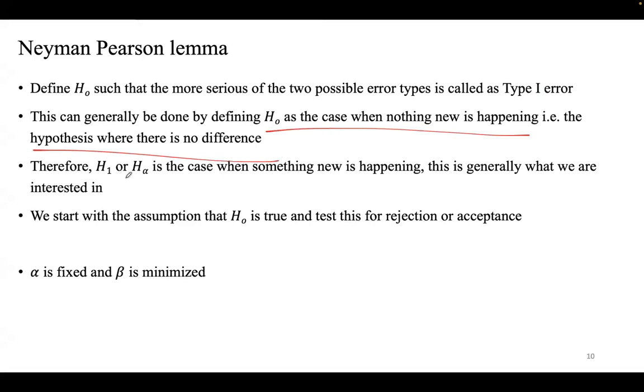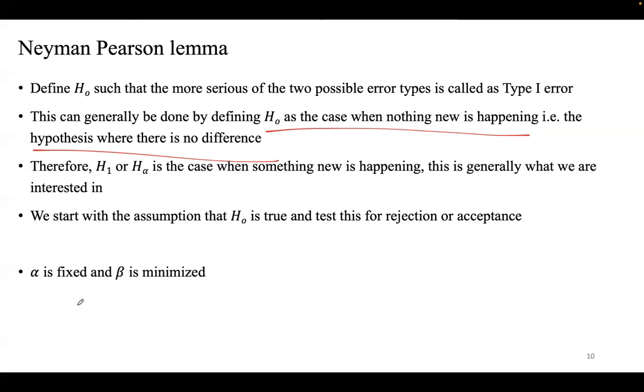And then H1, which is the alternate hypothesis, also called H alpha or HA sometimes, is when something new is happening, and typically that is what you are interested in. But you start off with H naught. So it's a slightly opposite thing to do. You are interested in H1, the alternate hypothesis, but your calculations are all done in terms of H naught. Okay. And so we assume that H naught is true and we test this for acceptance or rejection.